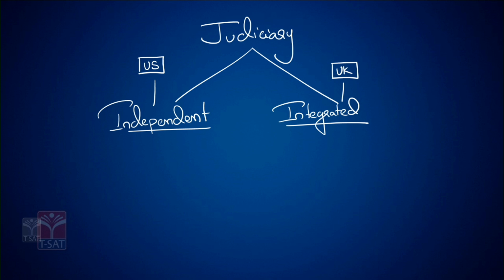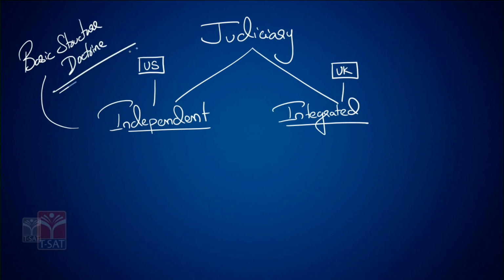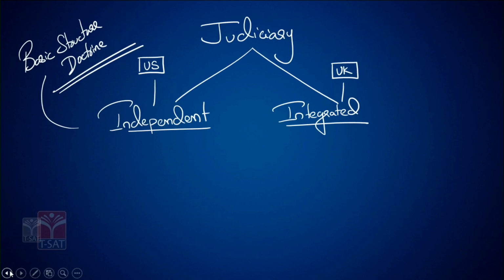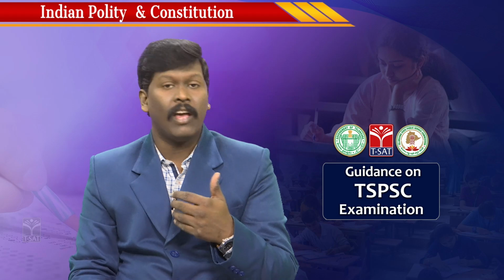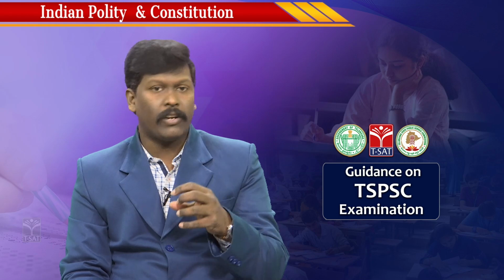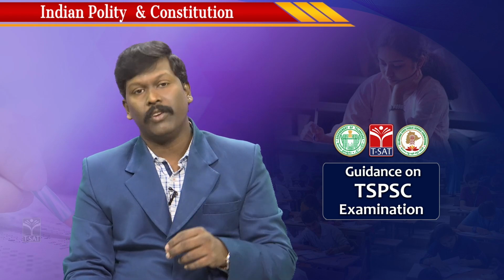Why is it independent? In India, the independence of judiciary is part of the basic structure doctrine, as mentioned by the Supreme Court in the NJAC judgment, the National Judicial Appointments Commission judgment. The Supreme Court said the independent character of judiciary and judicial review is part of the basic structure doctrine. Not only in the NJAC case, even in the Indira Gandhi versus Raj Narain case, the judiciary said judicial review is part of the basic structure doctrine.